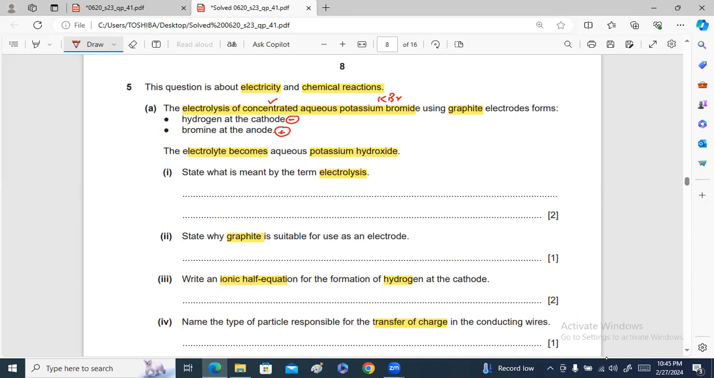State what is meant by the term electrolysis. So electrolysis is the breakdown of an ionic compound in aqueous or molten state by passing electricity.